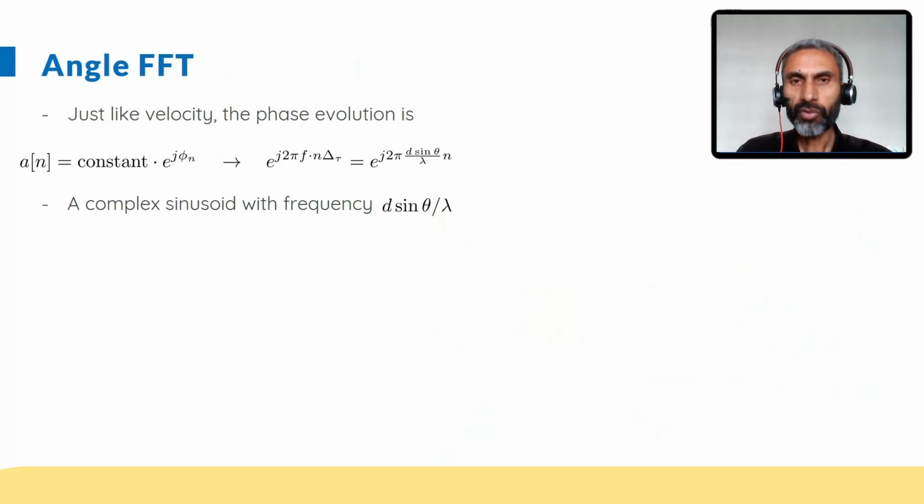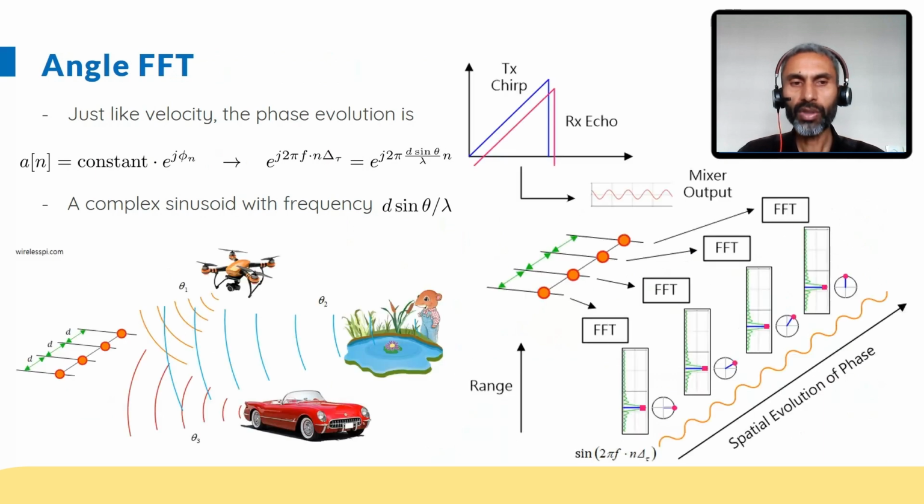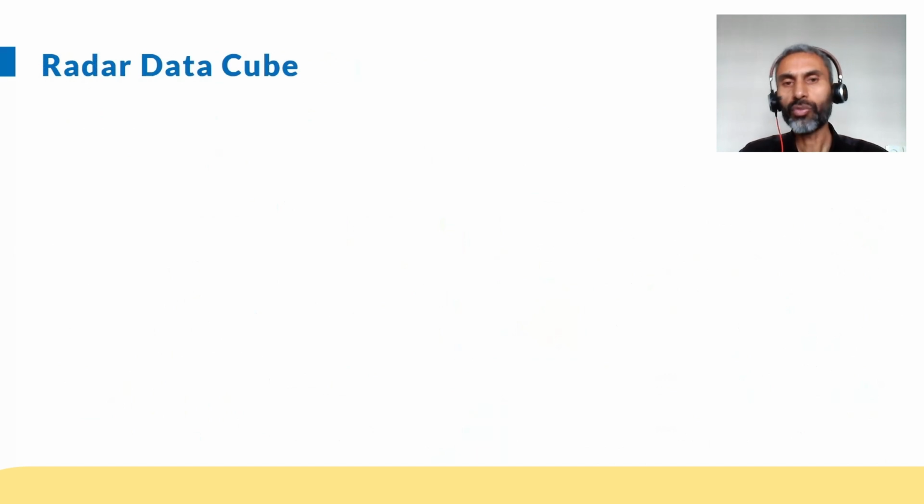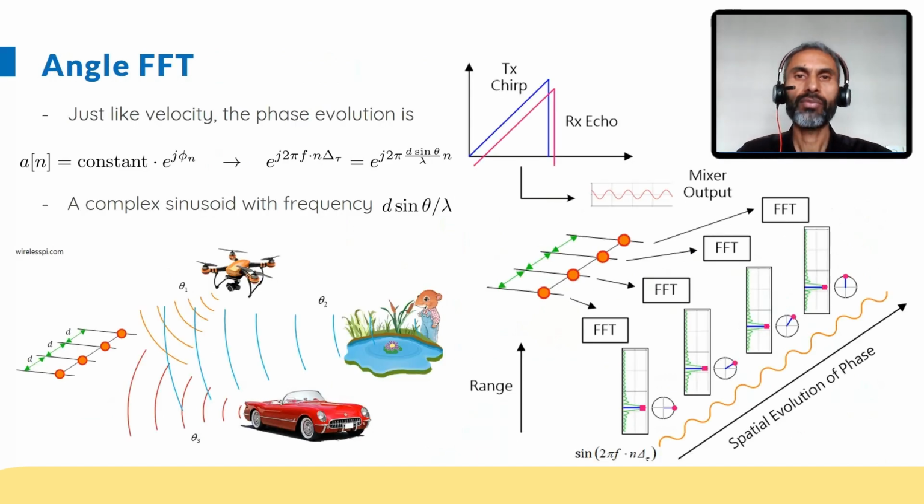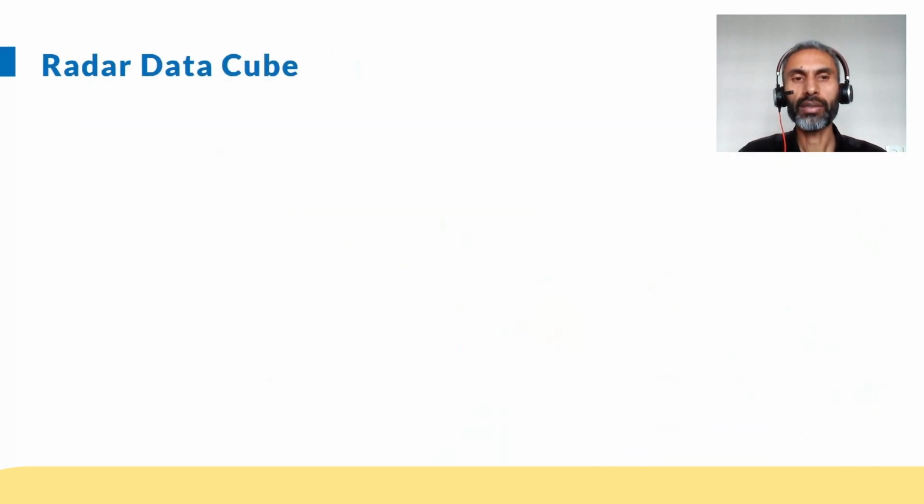So what will the waveform look like? Again, we will see the phase evolution, and that turns out to be e raised to the power j 2 pi d sine theta over lambda 1, e raised to the power j 2 pi d sine theta over lambda 2, e raised to the power j 2 pi d sine theta over lambda 3, and so on. Eventually, it will be a complex sinusoid with frequency d sine theta over lambda. So we will take an FFT, not a simple FFT in time domain. This will be the FFT in space domain across the samples collected by different antennas. Once we do that, we can have the direction of arrivals from all different targets.